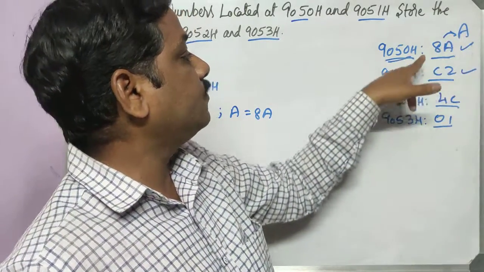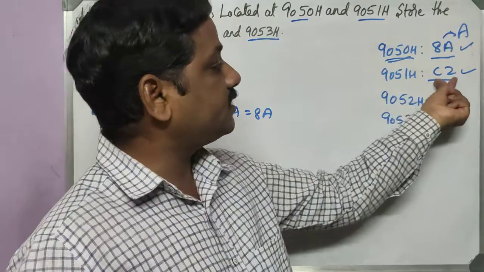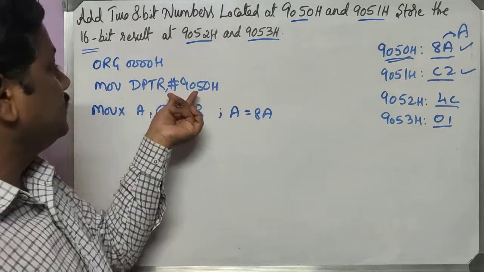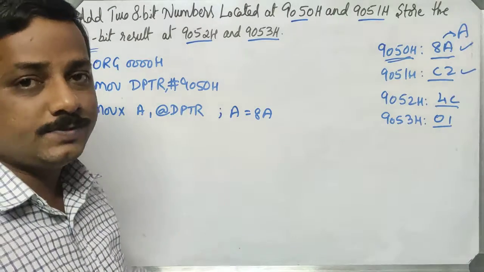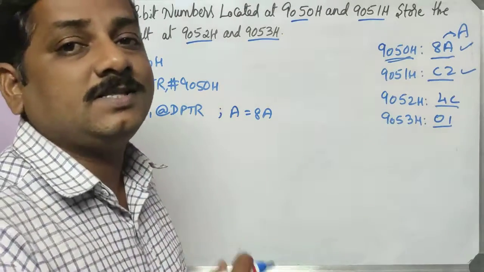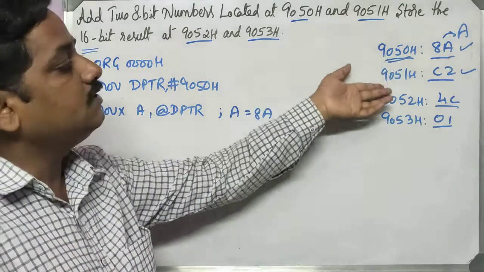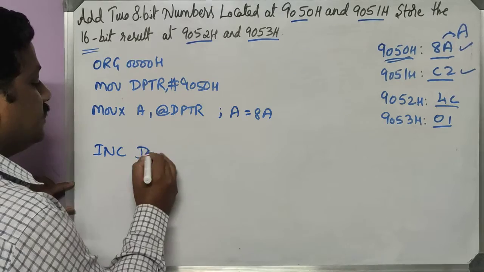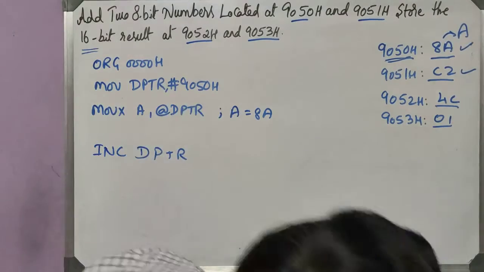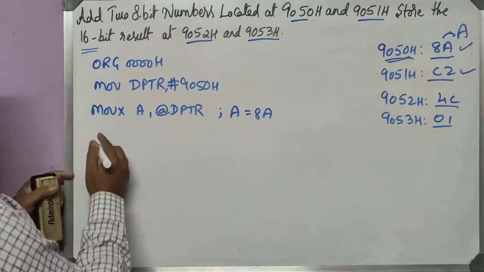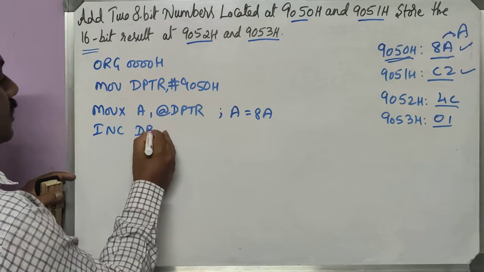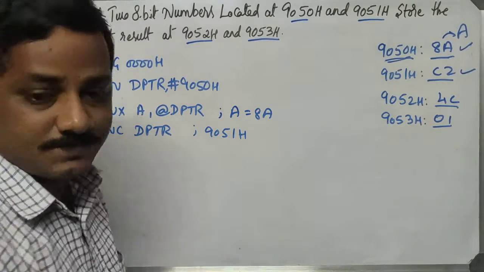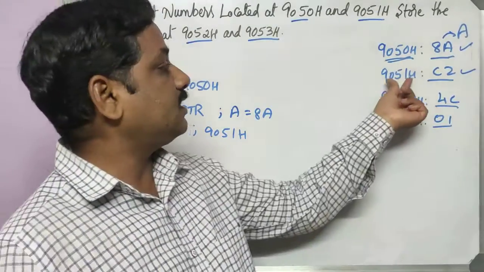Now I should go for the second data. Where is the second data? It is there at 9051. So now you should remove this and enter 9051 into DPTR. Instead of that, I can just increment the DPTR, because I know that it is 9050. If I increment, you will get 9051. So we can write INC DPTR. Now DPTR is going to be our address 9051H. So 9051 is assigned to DPTR.